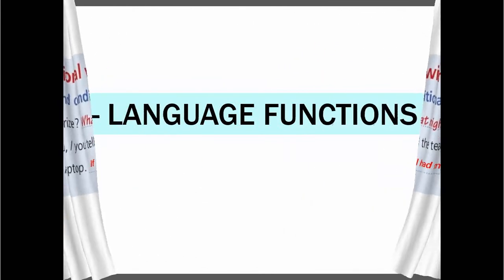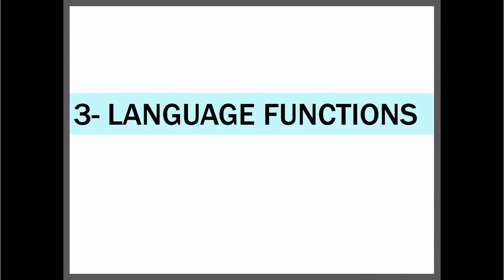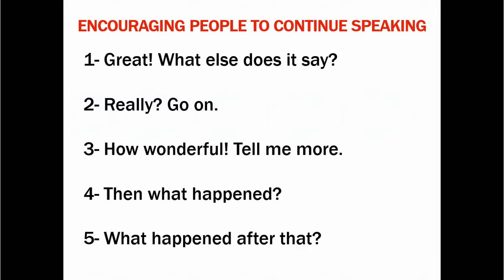And now let's go to the last part in the unit, which is the language functions. In this part, we'll be studying some ways of encouraging people to continue speaking. We have 5 ways to encourage someone to continue speaking.